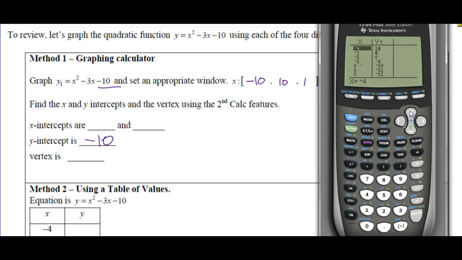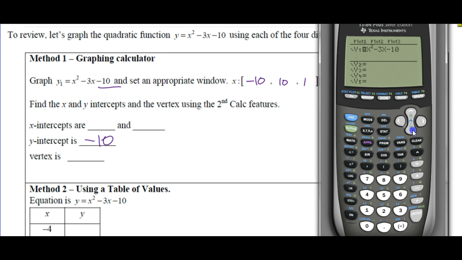And negative 2 and 0, right? So the x-intercepts are negative 2 and 5, right? And I get that from here. If I wanted to do it from the graph, I'll just do one of them from the graph, right?